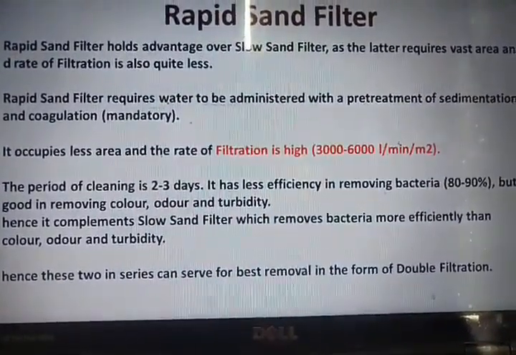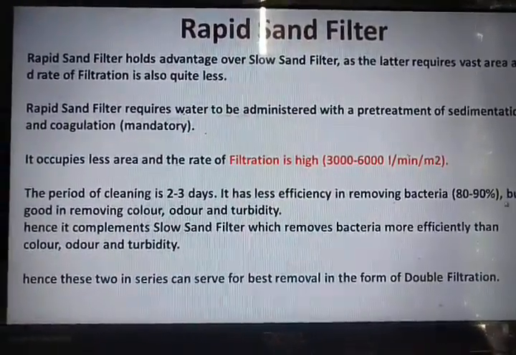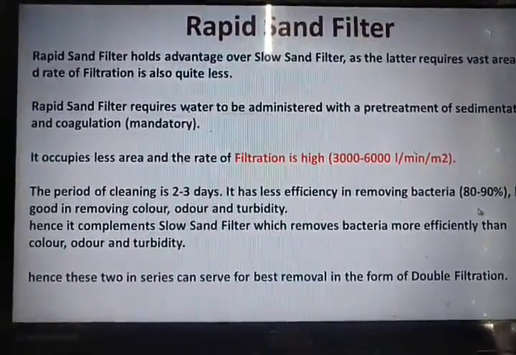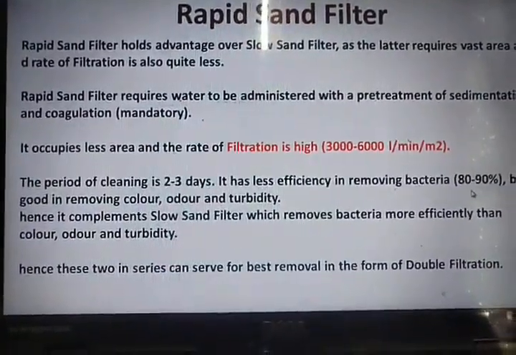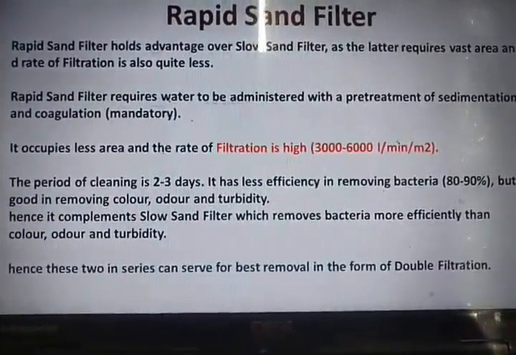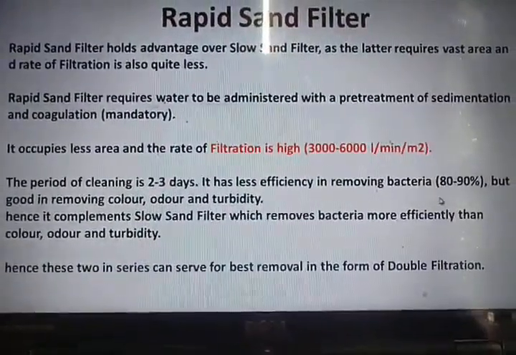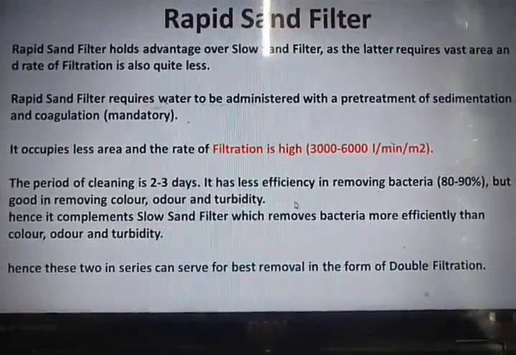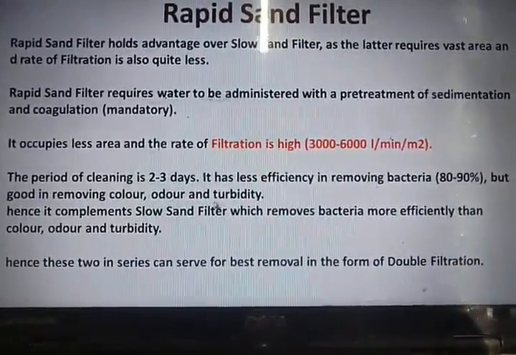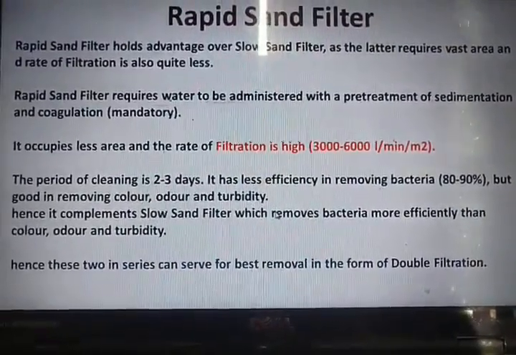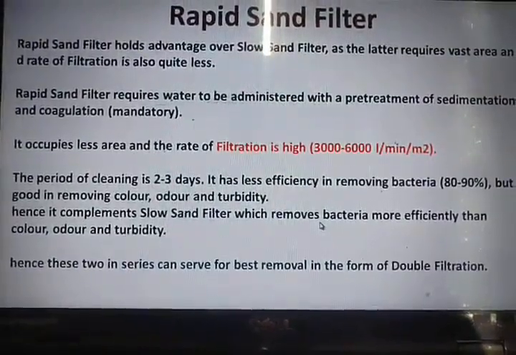Note the difference between the slow sand and the rapid sand filter. In the earlier case, the slow sand filter was able to remove up to 95 to 99% of the bacteria and viruses, but it was not good in the removal of color. Here it is also good in removing color, odor and turbidity. Hence, in comparison with the slow sand filter, it is a relatively efficient filter system.